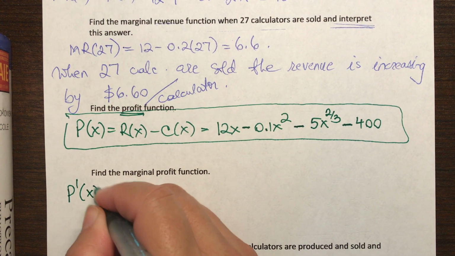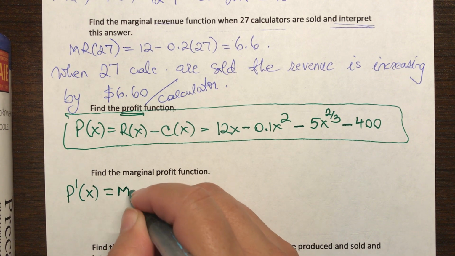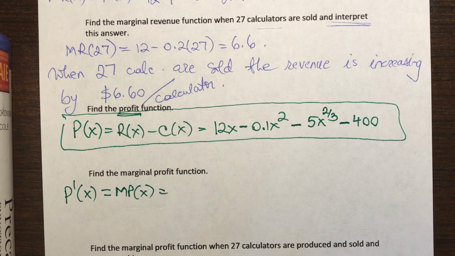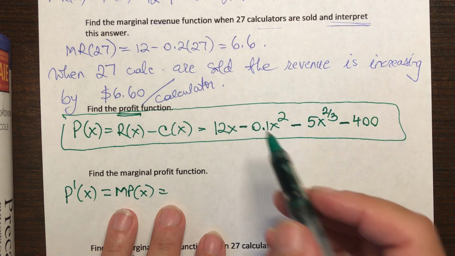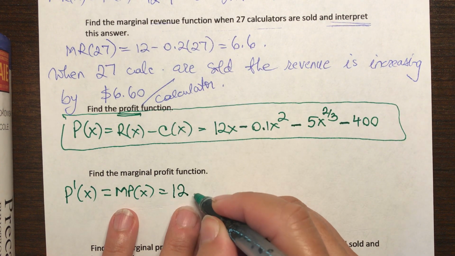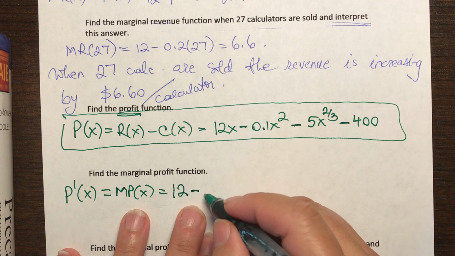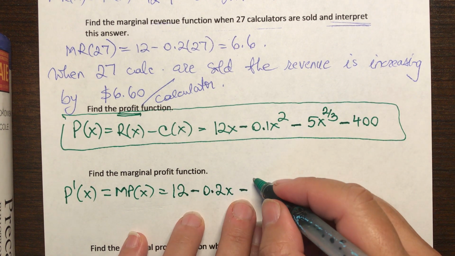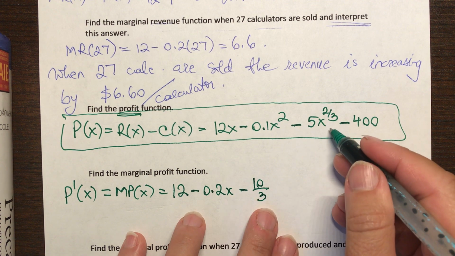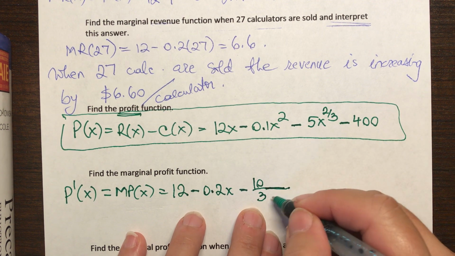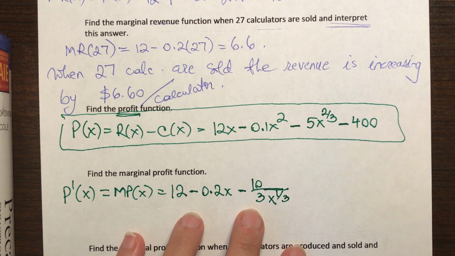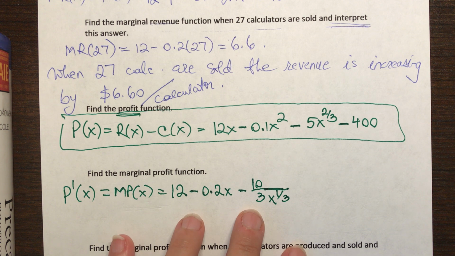Find the marginal profit, which means the derivative. You don't have to write them both, I'm just writing them both for you. One or the other is fine. So the derivatives of all these are 12 minus, I'm going to do this a little faster, 0.2x, minus 5 times 2/3 is 10/3, x to the negative 1/3, which is going to get put down as an x to the 1/3 at the top. And then the derivative of 400 goes to 0.